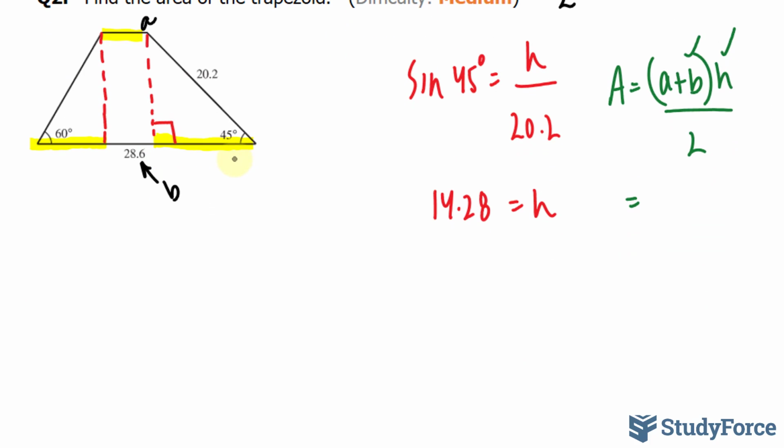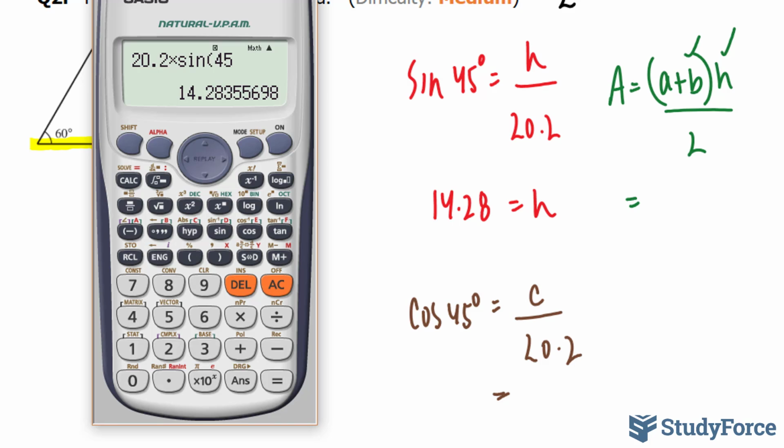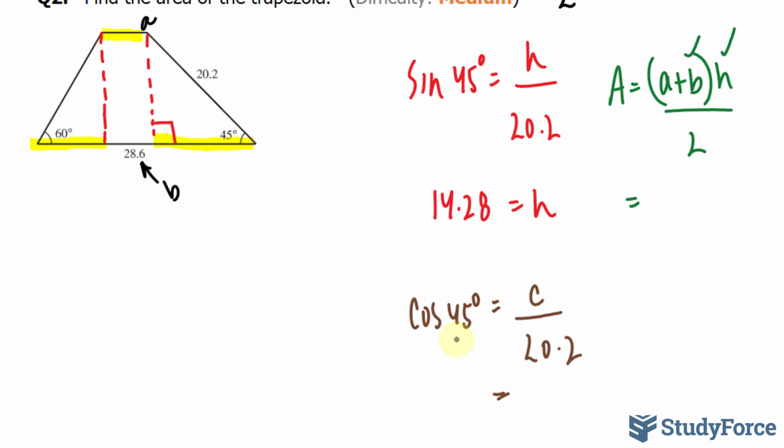Let's start with this one. Once again, I need to use a trigonometric ratio. I'm looking for, this time, the adjacent, and I know the hypotenuse, so I'll use cosine. Cosine of 45 degrees is equal to my adjacent, which I don't know. I'll denote that as another letter. Let's call it c. I'm not using a because I've already used that. Over 20.2. Make sure that your calculator's in degrees. Mine is. Cosine 45 times 20.2. That's 14.28. So I'll write down 14.28.